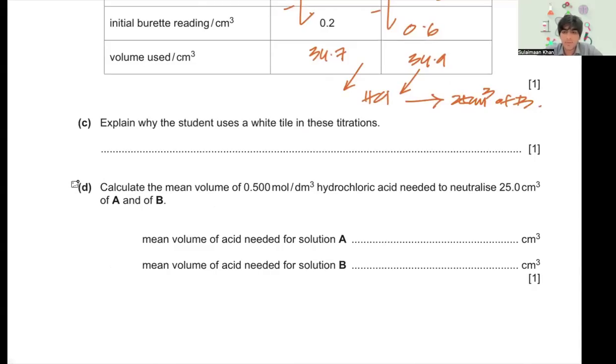Pretty easy. Why does the student use the white tile? So 30 minutes and this is the best class of my life. Awesome, Fiza. Have you never joined the classes before this? Okay, that's awesome. I'm glad.